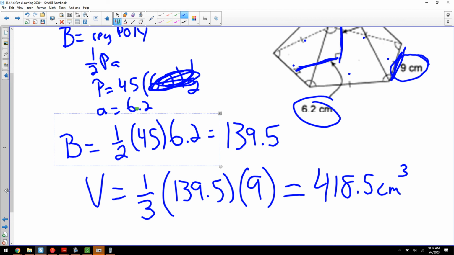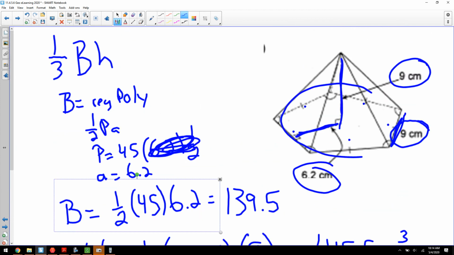So remember, you're going to have the same formulas that you've used before. You just have to look at whether it's a perimeter and apothem style for the base, in this case a pentagon, or hexagons, octagons. I'm not going to make you guys find the apothem. I'll give you the apothem. You just have to count the sides correctly to figure out your perimeter.